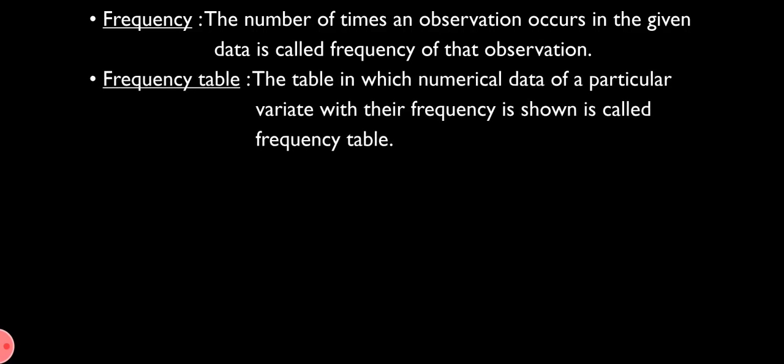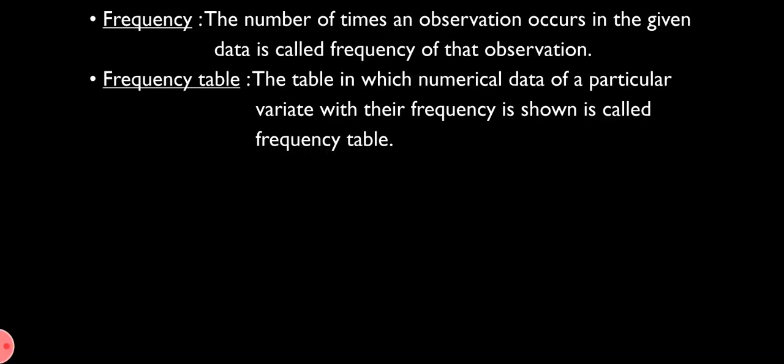Next, frequency table. The table in which numerical data of a particular variate with their frequency is shown is called a frequency table. Now, after the collection of data, we find out the frequencies, and after finding out the frequency for the particular variate, we prepare a frequency table. It means the table in which we present the numerical data of different quantities of measurement related to the data, with their frequency.